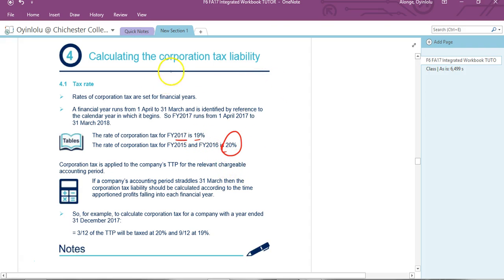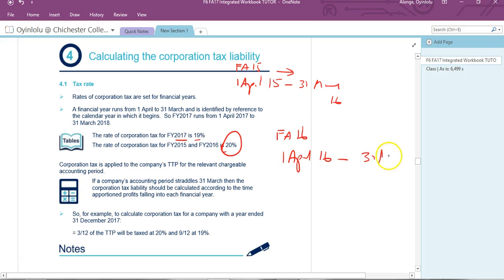And so let's quickly look at these years. For example, if we talk about the Finance Act 15, that's really the year that runs 1st of April 15 to the 31st of March 16. We call this the Finance Act 15 applies in this period. So the FA 16 Act applies from the 1st of April 16 to the 31st of March 17, and so on and so forth.